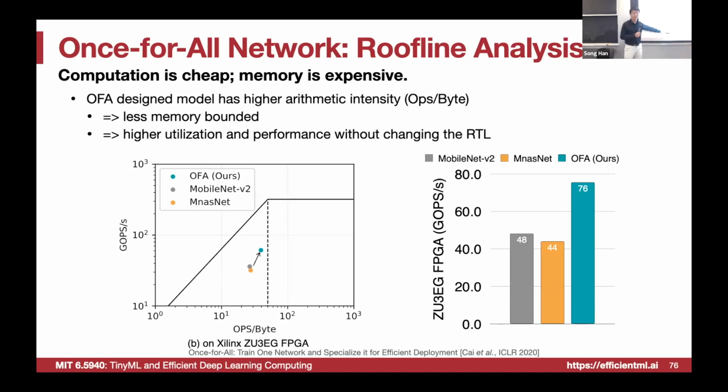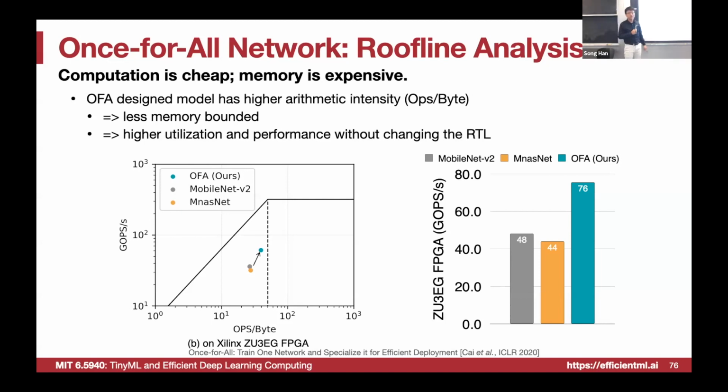Okay, is larger better or smaller better? Remember, data movement is expensive. Computation is cheap. You fetch 1 byte of data. You want to do as many operations as possible on top of it to amortize this data fetch overhead. Right? So we ideally want a larger ops per byte from the application's perspective.